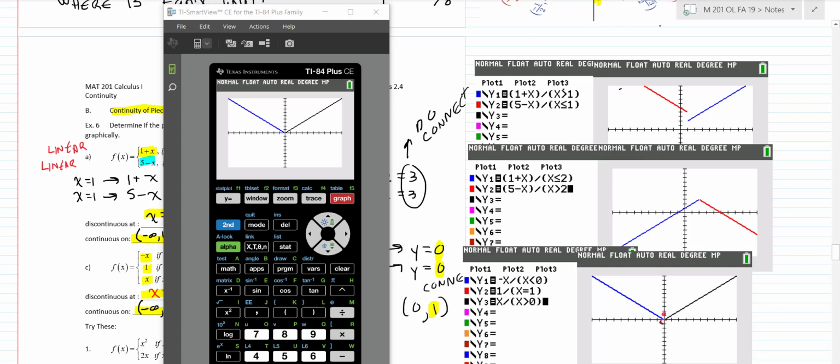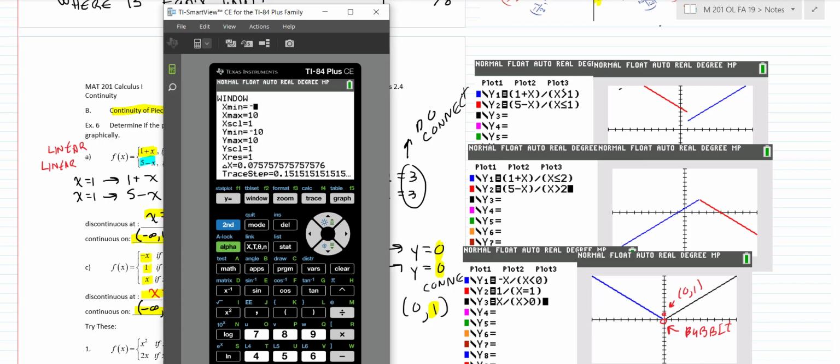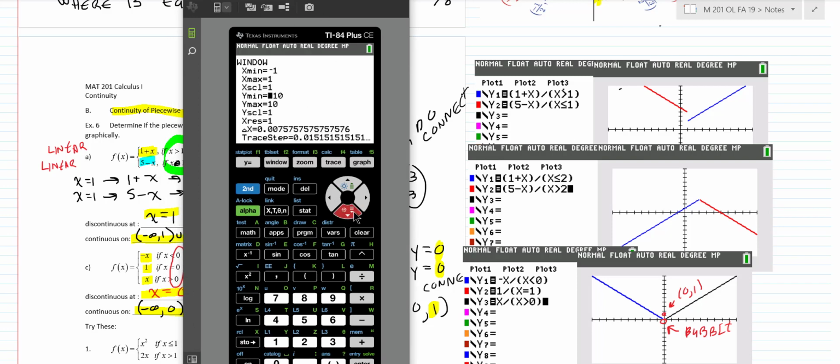0, 1. So actually this graph looks like this. There's the point 0, 1. There's a kind of a hole or a bubble there, so you can tell it's discontinuous. That's a removable discontinuity there. And I don't know if you changed your window to like -1 to 1, if that dot will show or not. I'm just sort of curious. It might, but you have to know it's there.